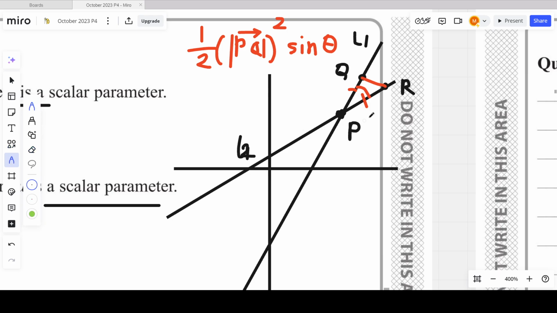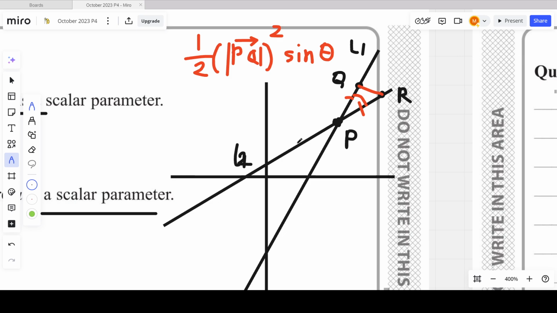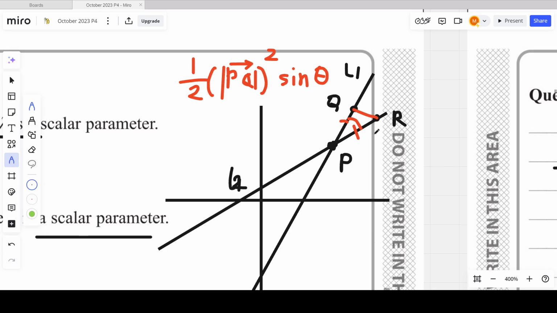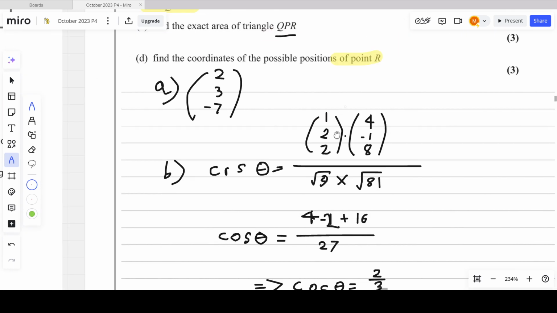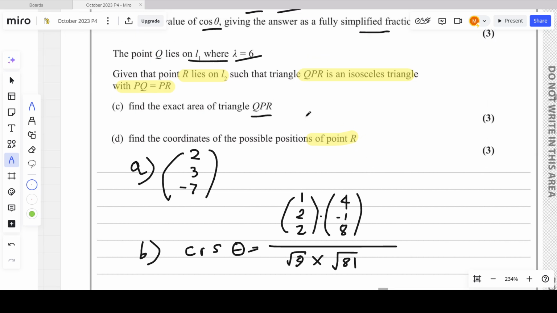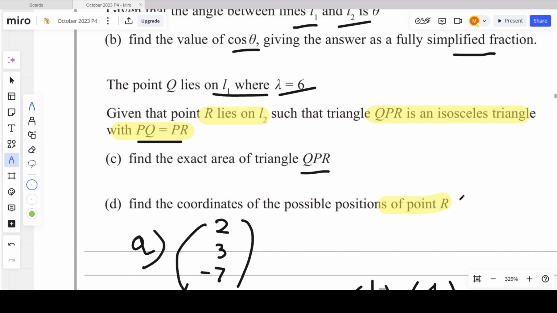So how could point R have two possible positions, or two possible positions maximum it can have? Okay, how did I understand? We already got this is one possible position, and another possible position can be here. This is R1, this is R2. Make sense? Now we need to figure out these two positions. Okay, how can we find out? We will use this concept, PQ equals to PR.